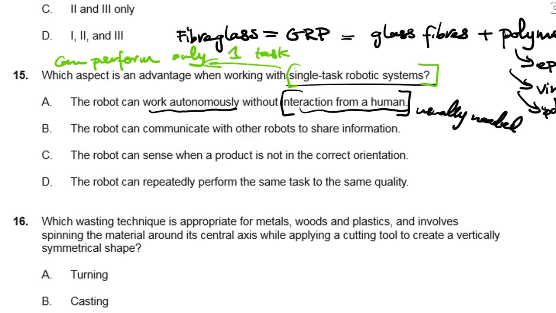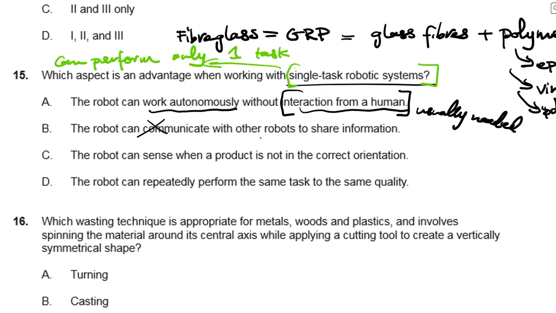And they do that perfectly, right? But they might need human support, especially if they're first generation or second generation. Then we have, the robot can communicate with other robots to share information. That is not the case, right?